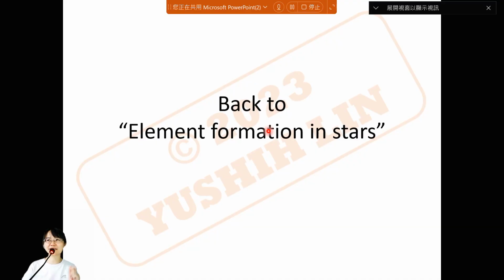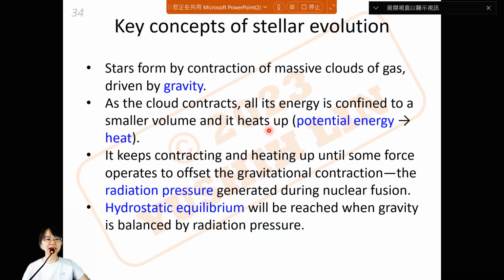in stars, because the topic here is not just astronomy. We are more concerned about how elements or nuclides were formed in stars. So let's come back to this topic. Key concepts in stellar evolution. Stars form by contraction of massive clouds of gas.